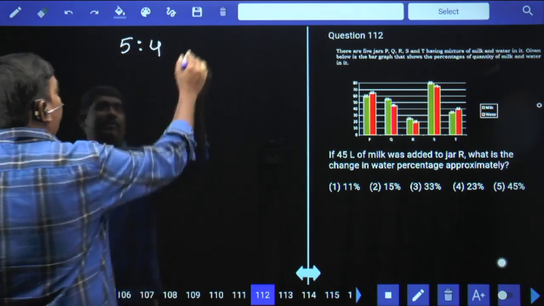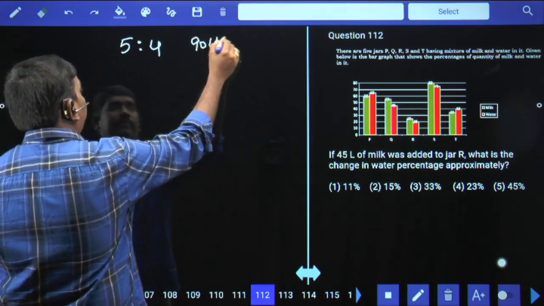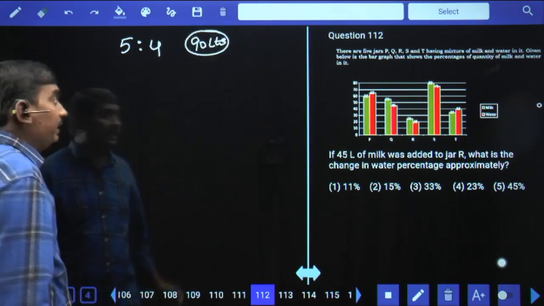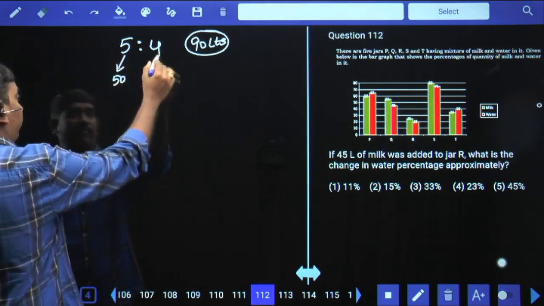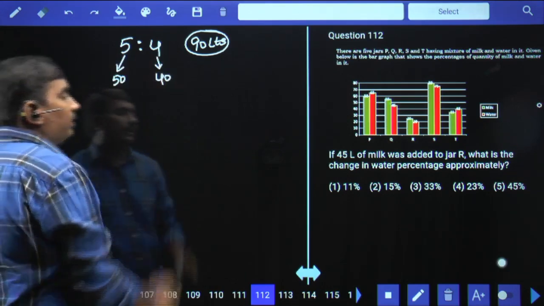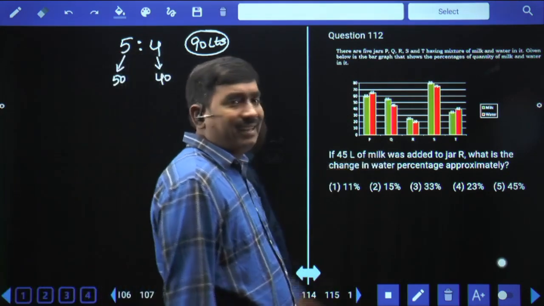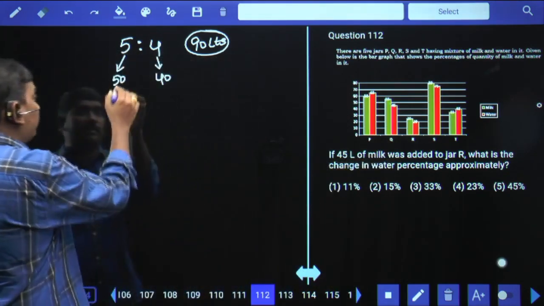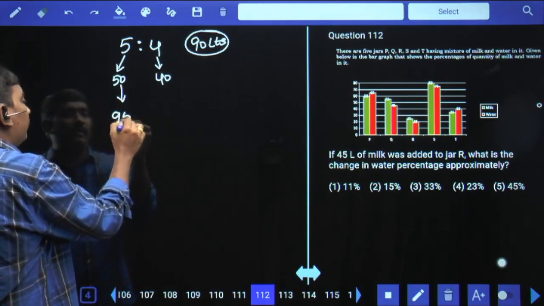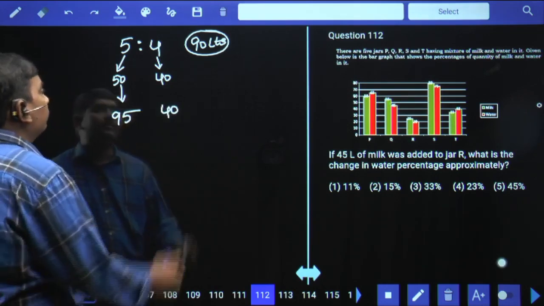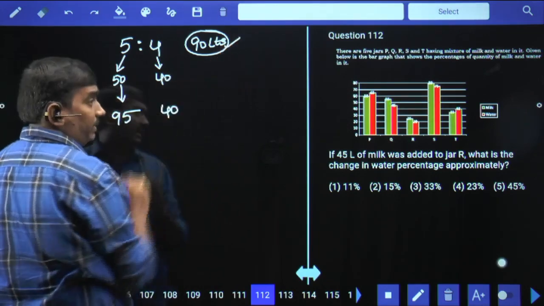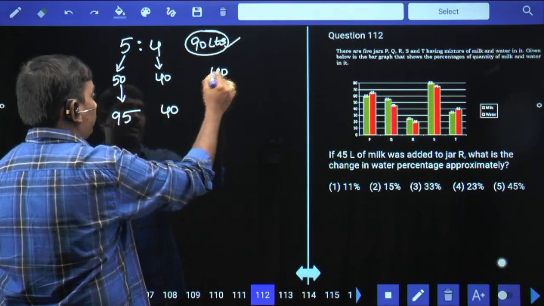Let's imagine the initial quantity is 90 liters. That is 50 liters of milk and 40 liters of water. Now 45 liters of milk was added. It means milk became 95 liters and water is as usual 40 liters. Out of 90, water is 40 liters.